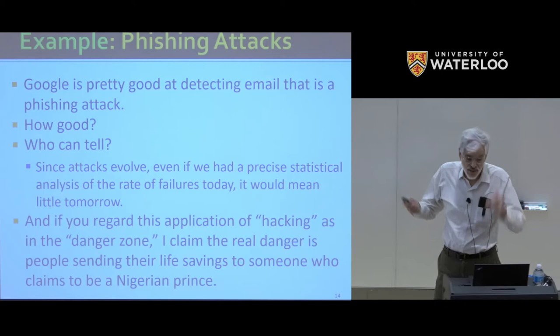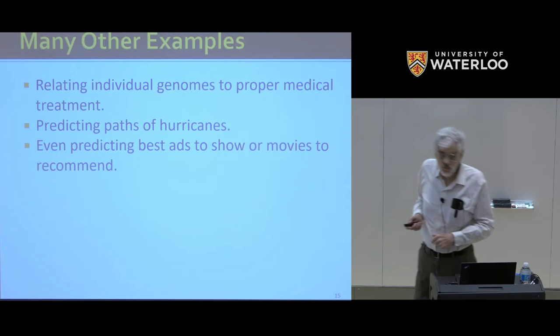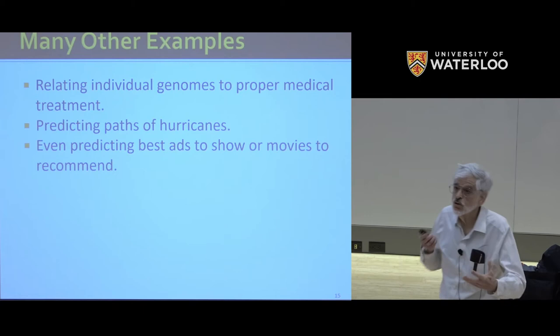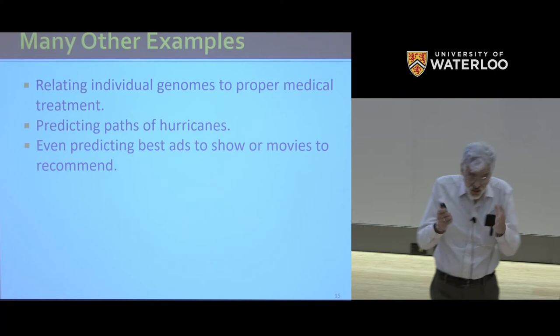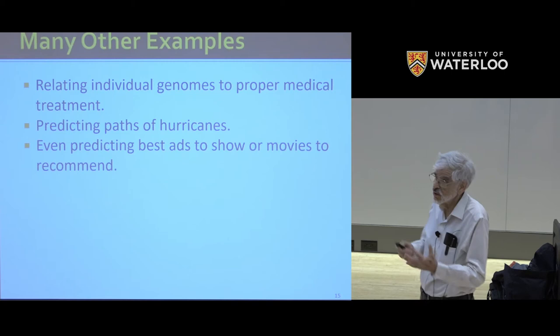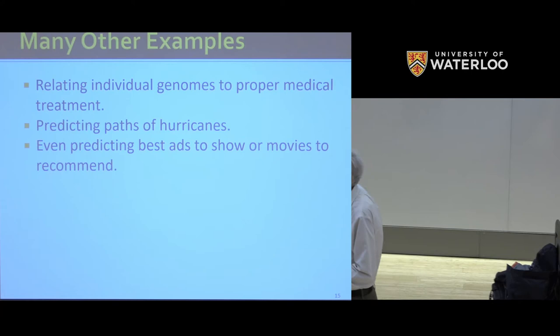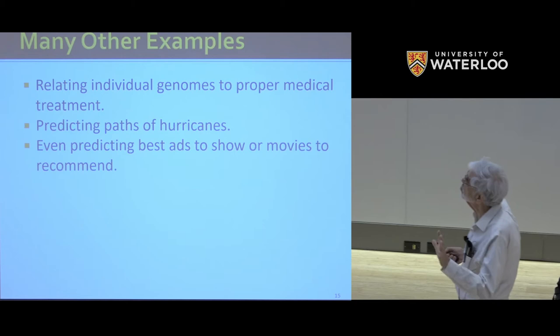Okay, well, there are lots of examples. You can see some of them here. People are beginning to learn how to relate your genome to the proper treatment. Okay, it's just in its infancy, but you might as well try something. If the data suggests that you might respond better to drug A than drug B, try drug A first. Okay, and if you don't know how valid that conclusion is, it doesn't matter. You've got to do something.